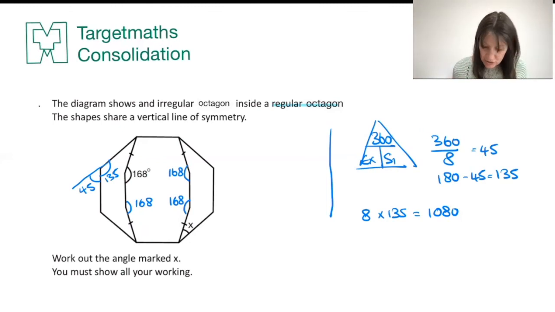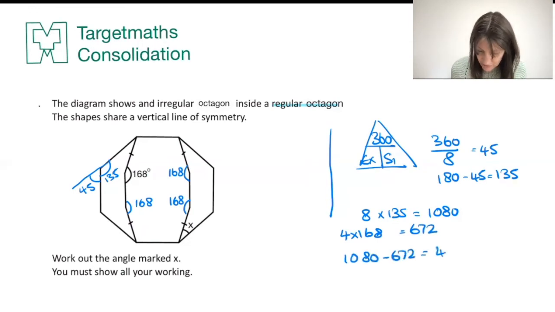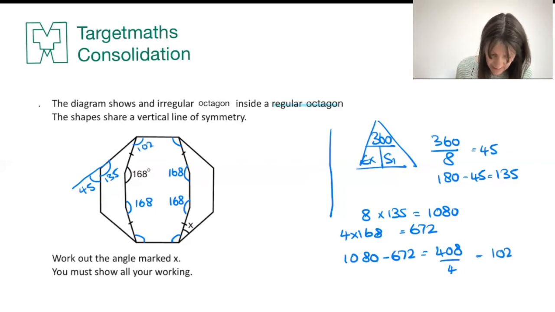So I can take that knowledge and do my 4 times 168 and take that off. Okay, now 4 times 168 is 672. So 1080 take 672 is 408. So 408 has to be shared between these. So I'm going to divide that by 4, which is going to give me 102. So I've now got lots of information. In fact, I know every angle pretty much on that shape.